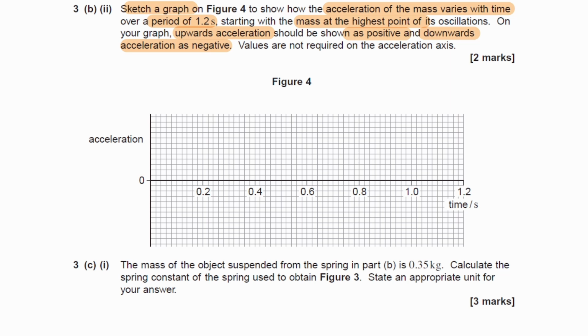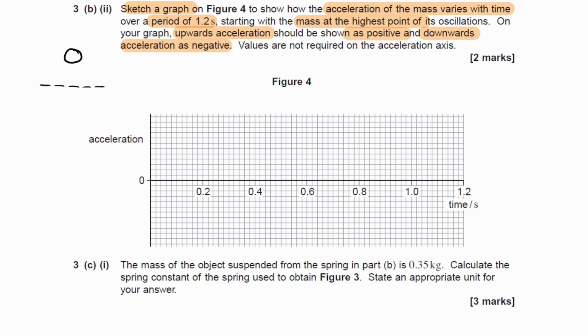It was 0.8. It says how the acceleration of the mass, so it's still referring to the previous scenario, the time period for that was 0.8. We're sketching the acceleration time graph over 1.2 seconds. Let's consider the scenario. Here's equilibrium. It says in the question that the mass starts at the highest point of its oscillation, so it has the most displacement from equilibrium, up above equilibrium.